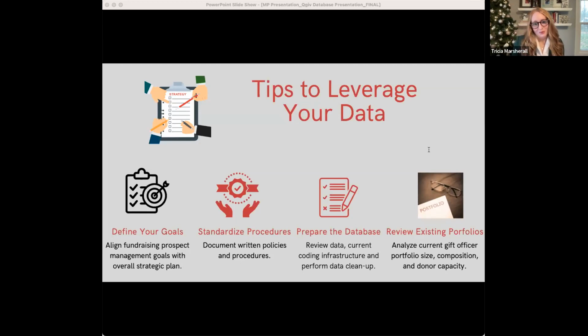What are the gift officer roles? So clearly defining what your solicitor types are going to be, meaning what is a primary solicitor and what is a secondary solicitor, and what are their roles and responsibilities.